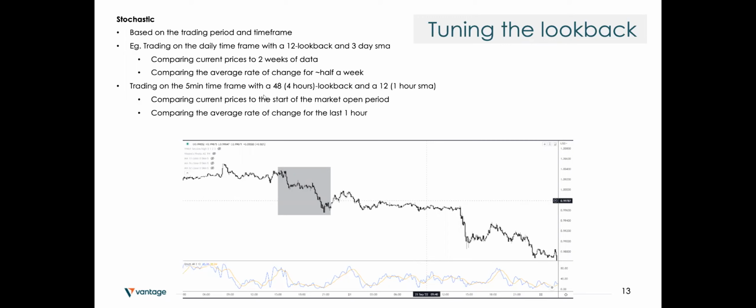Okay, so the other way in which you can take a look at tuning that look back is that if you're trading on a 5 minute time frame, it doesn't make sense to use the same default 3, 12. 12 is basically your K value, and 3 is basically your D value. 12 being your stochastic comparing your current price against the price 12 periods ago, versus the 3-period SMA, which is your 3-period average of your stochastic.